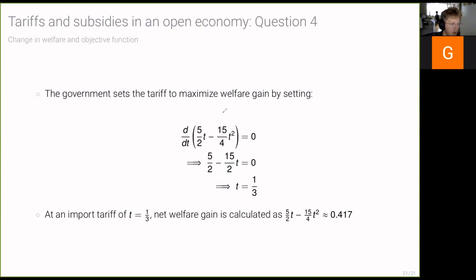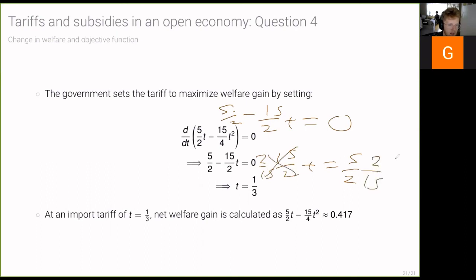Okay, so taking the derivative of this expression with respect to t, what do we get? We get 5 halves minus 15 halves t. We set this equal to 0. And so what does that give us? That gives us 15 halves t is equal to 5 halves. Multiplying by 2 over 15 on both sides, these cancel and these cancel. So we are left with 5 over 15, or 1 over 3. Okay, so that tells us that our welfare maximizing tariff is going to be 1/3.